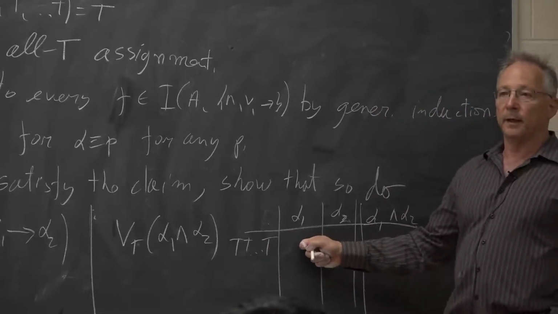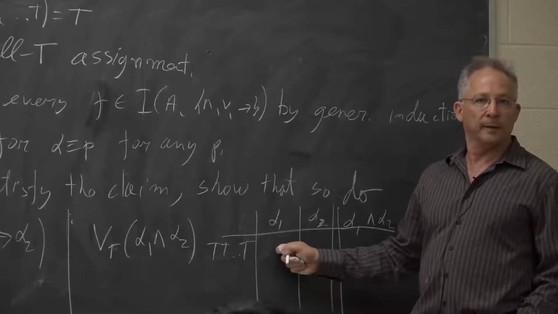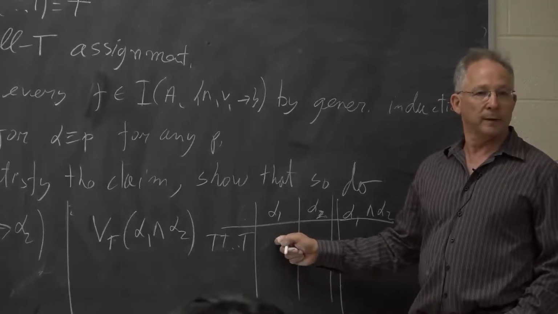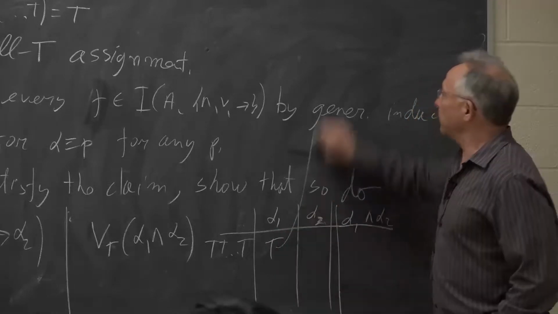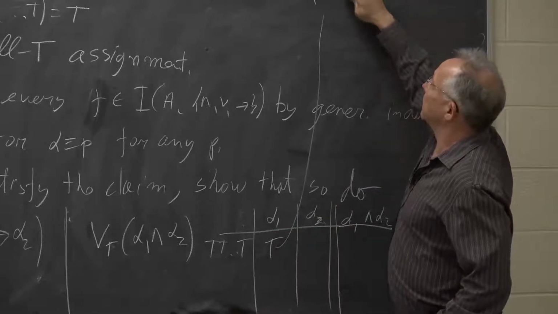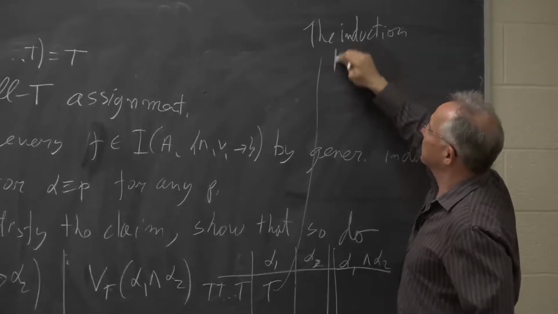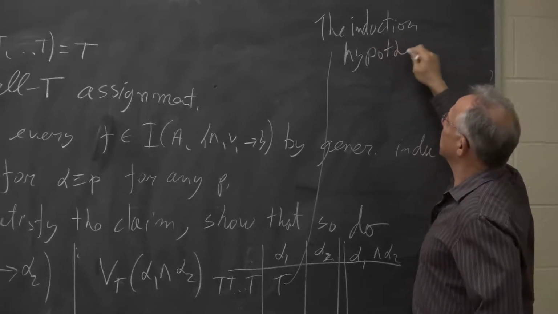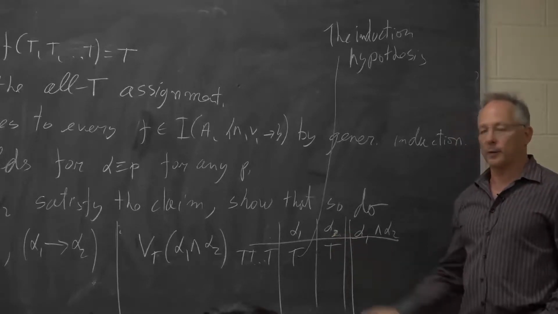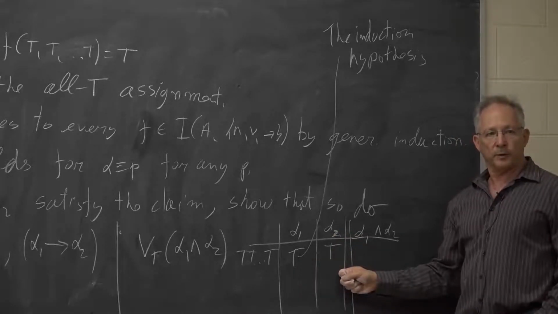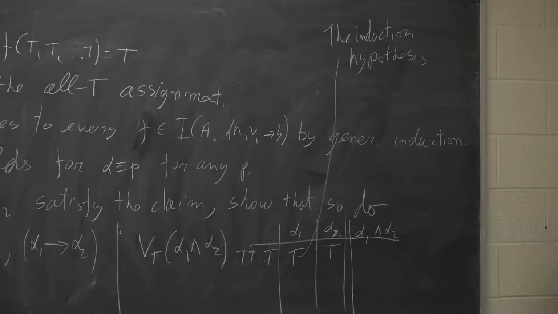So what will happen here? What will be the truth value of alpha 1 under the all true assignment? How do I know it? Not the base case, the induction hypothesis. So this is exactly the induction hypothesis, and this is also the induction hypothesis. So I'm using the induction hypothesis. The induction hypothesis was that for alpha 1 and alpha 2, under the all t truth assignment, I got t.